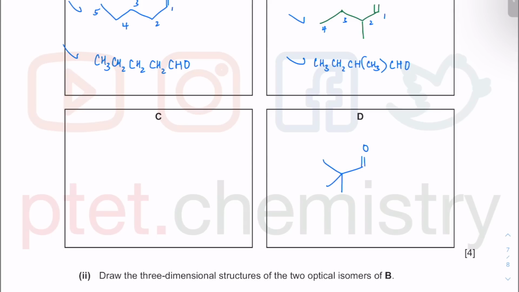Well, I'm sure about D. D is definitely correct. This is 1, 2, and 3. As you could tell, this is propanol, but it's got 2 of that CH3. Both of them is at position 2. So it's 2,2-dimethyl propanol. In terms of the skeletal formula, that is correct.